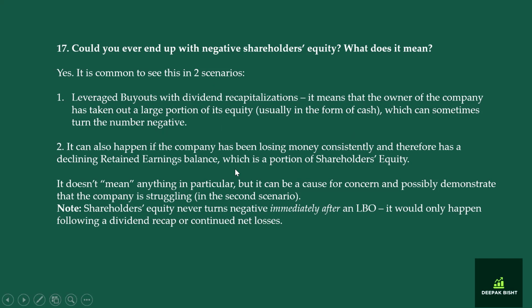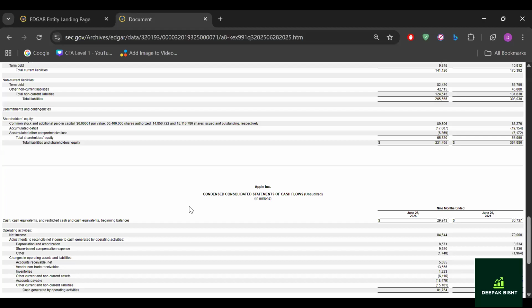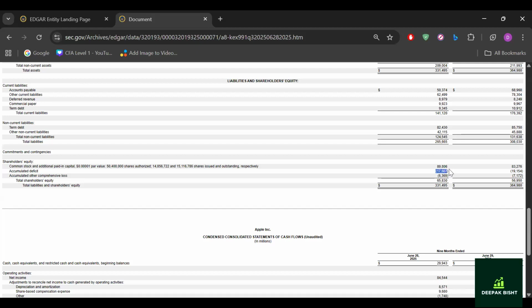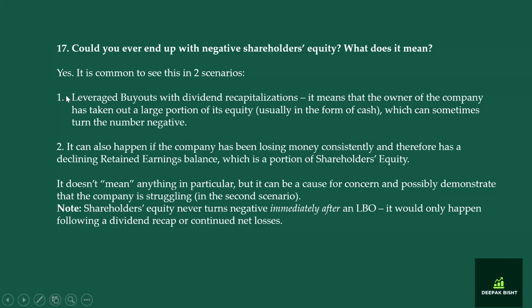We have seen that in the case of Apple also. So Apple actually, not shareholders' equity, but... Yes. Shareholders' equity is not negative for Apple. It can only be negative in two cases. They are asking about the shareholders' equity. Shareholders' equity can be negative if there was a leveraged buyout with dividend recapitalization, or a declining retained earnings balance, which is a portion of shareholders' equity.